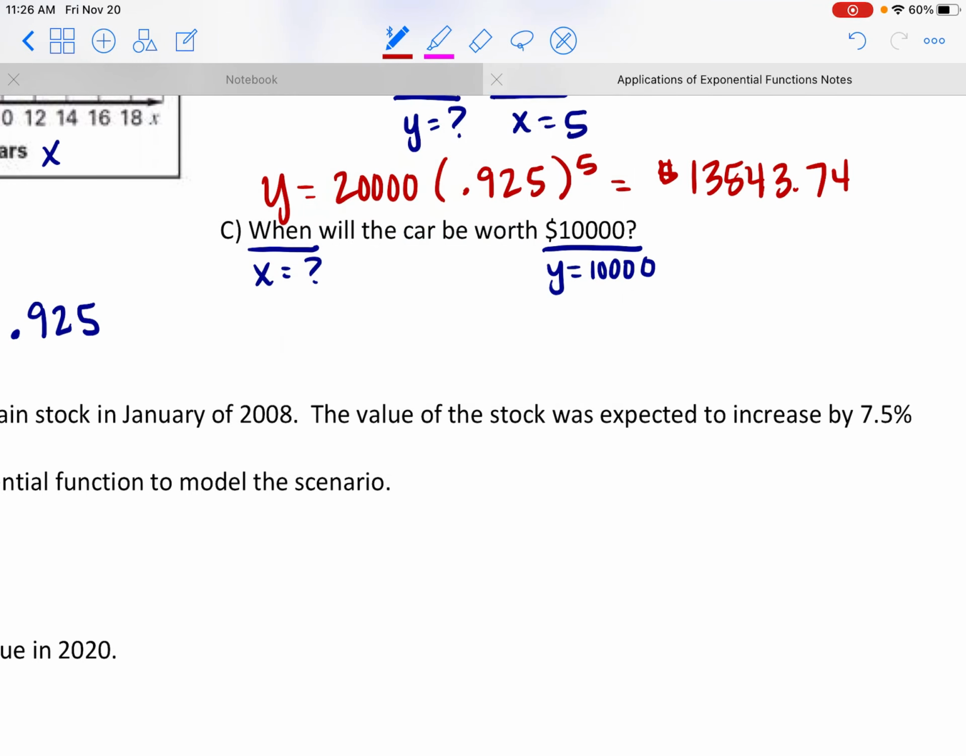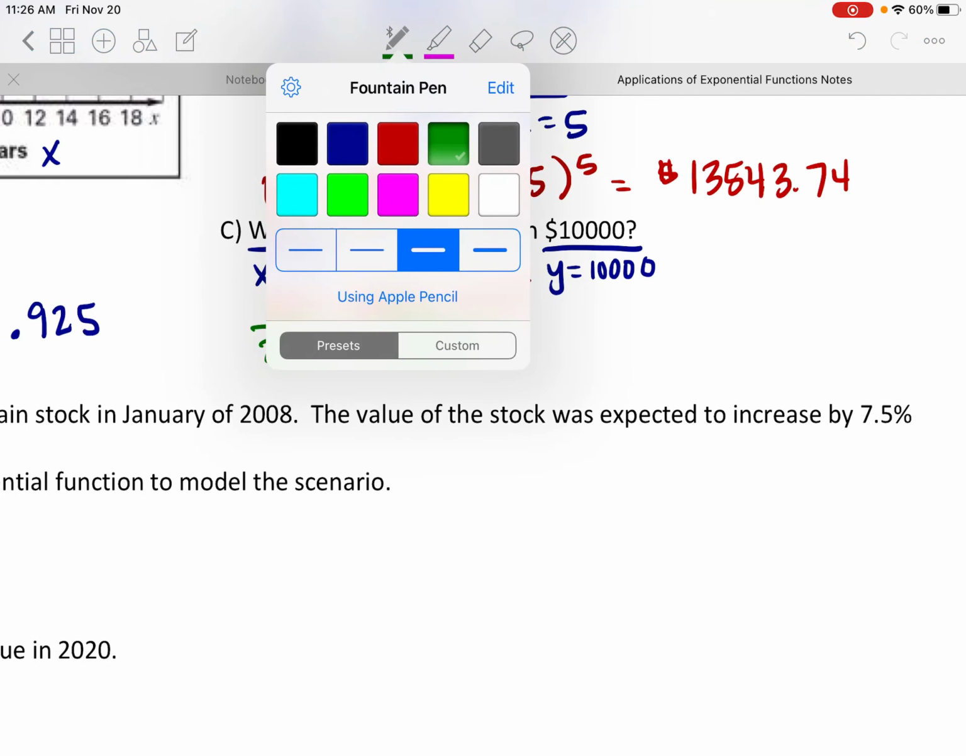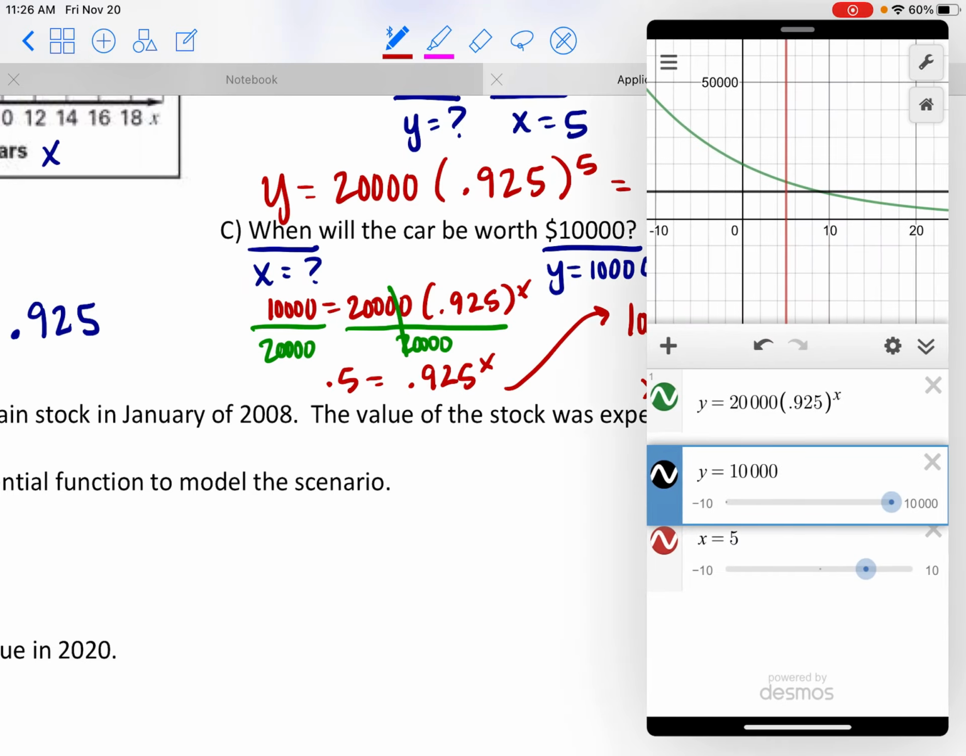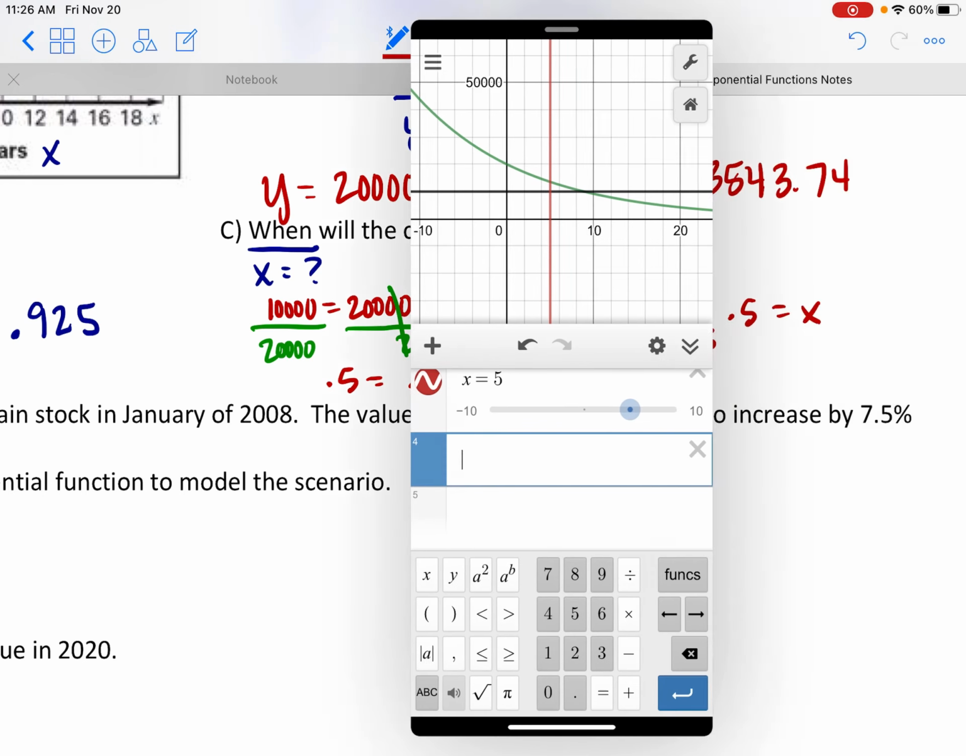Okay, so what should I show you here? Both ways. Let me go ahead and put the 10,000 in, and that way, I guess you have good notes to reference. If you were going to solve for x, you would divide both sides by 20,000. And that would leave you with a half, or 0.5, equal to 0.925 to the x power. And then rewriting that, we would have the log base 0.925 of 0.5 equal to x. And so x would be approximately, and just so you can see it, it's going to work both ways.